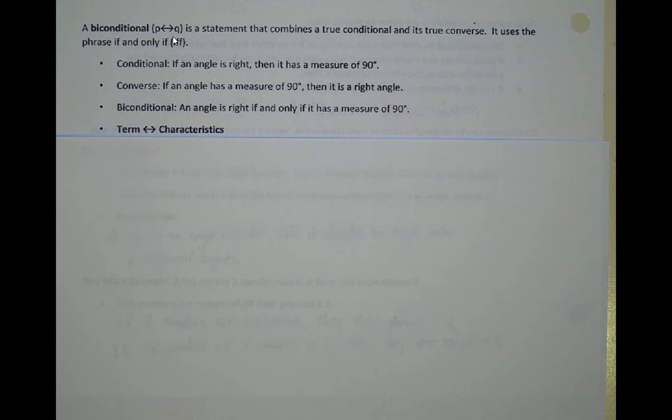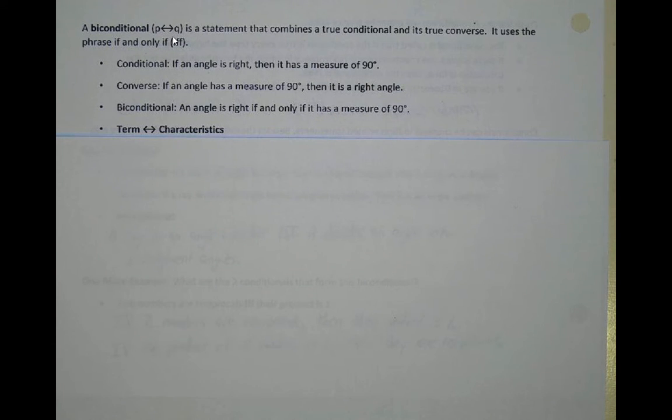So we'll just look at a quick example, and then we'll try to practice a little bit. If we had an original conditional, if an angle is a right angle, then it has a measure of 90 degrees. I think we would agree with that statement. And if we look at the converse, if an angle has a measure of 90 degrees, then it is a right angle.